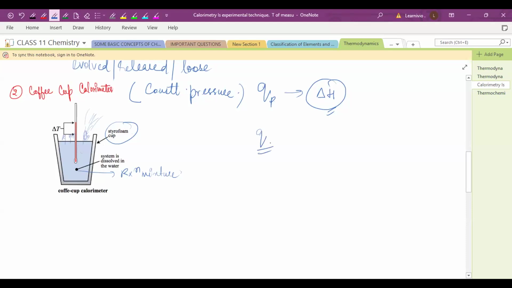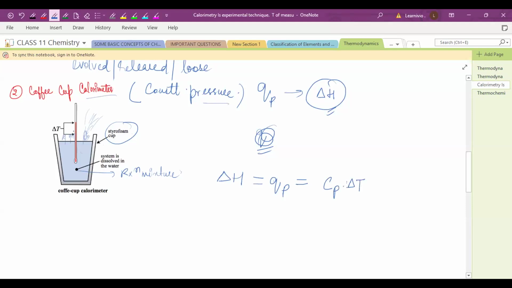Because in the coffee cup calorimeter the pressure is constant, at constant pressure, you know very well, delta H, the change in enthalpy, is equal to QP. And in terms of heat capacity, QP is equal to CP into delta T.